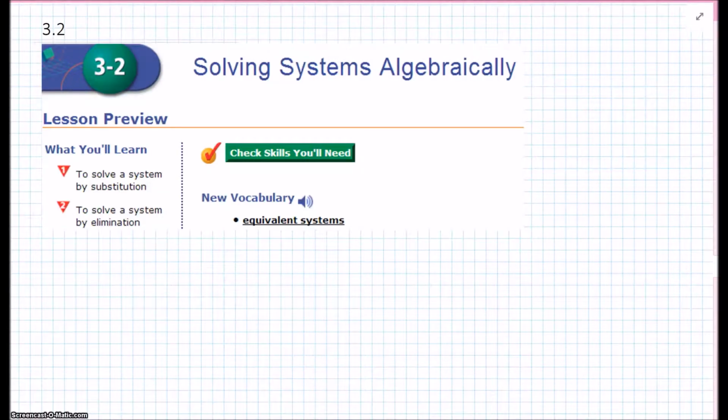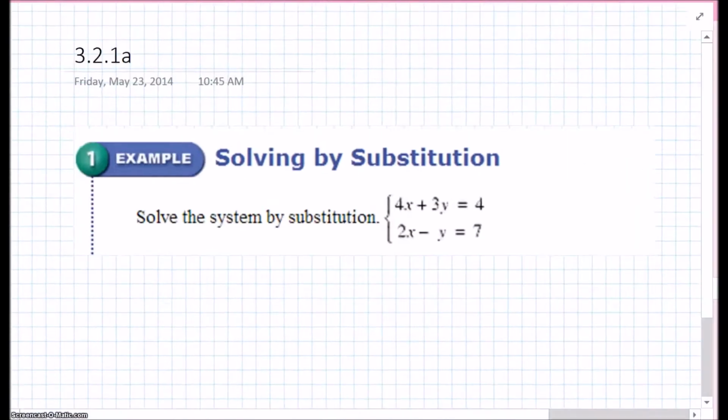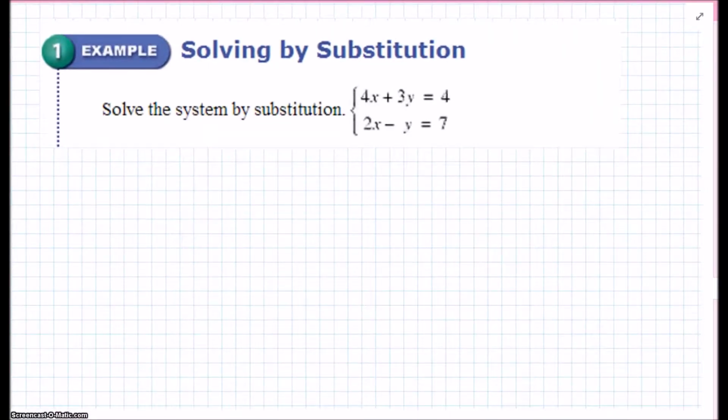Chapter 3, Lesson 2, Solving Systems Algebraically. Today we're going to learn how to solve a system of equations by substitution and elimination. Okay, we've done a lot of this in Algebra 1 before, so let's just kind of refresh. All right, first example. Solve the system by substitution.